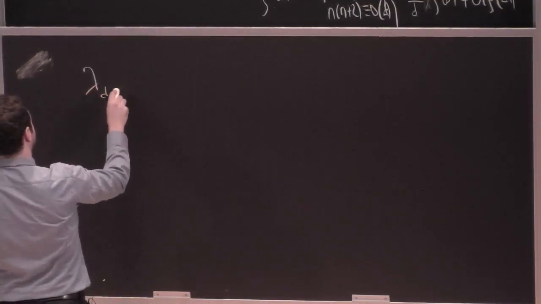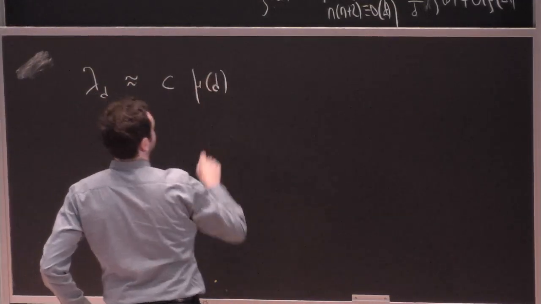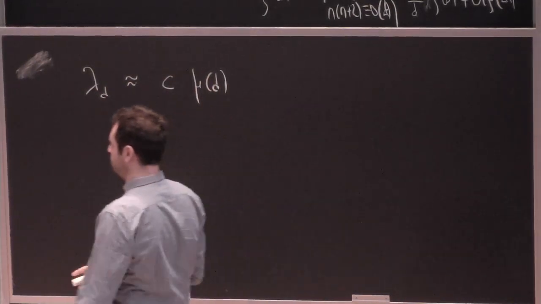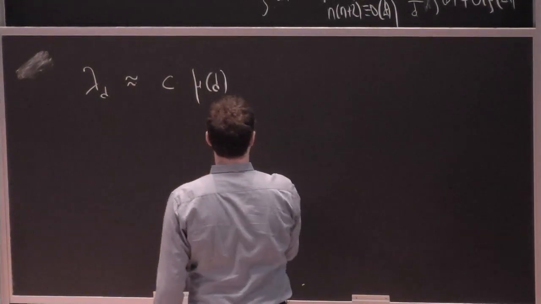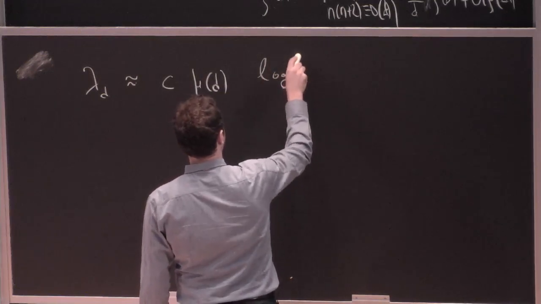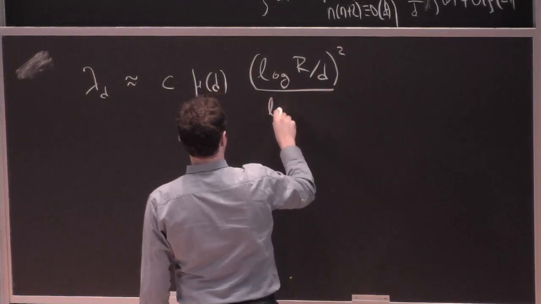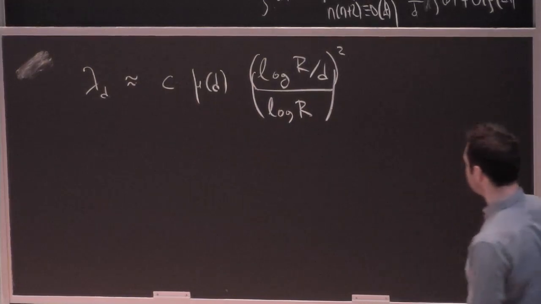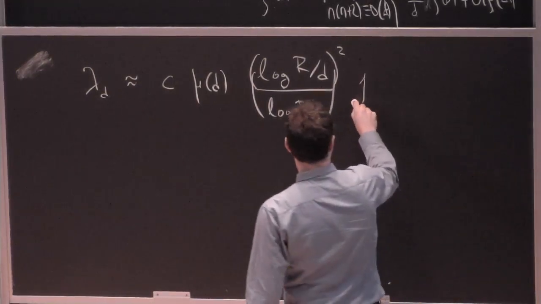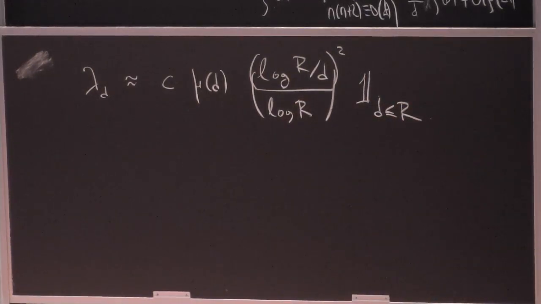Right, so when you go through the optimization process, the optimal choice is of the form some constant that is normalized, due to the condition that lambda 1 is 1, times the Mobius function, and then something that looks like this. And I have the cutoff, d is only up to R.